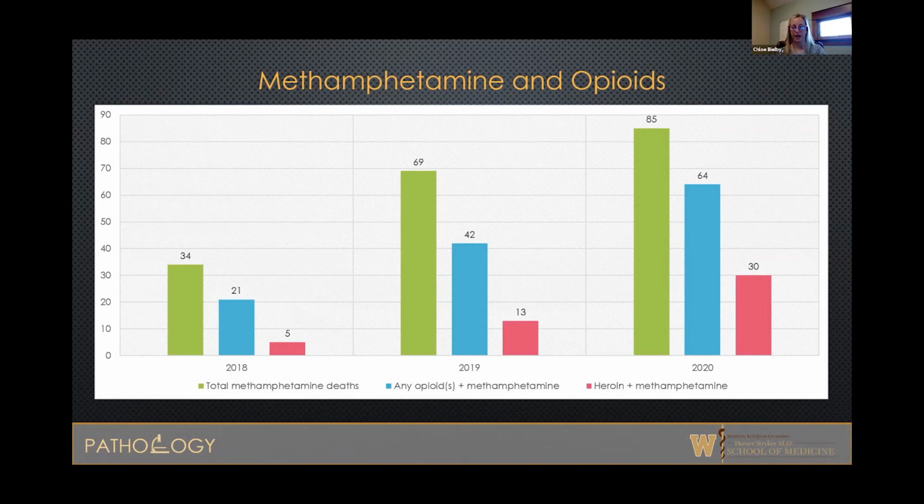And then I wanted to stratify out heroin, and we can see that a smaller percentage of people had methamphetamine and heroin. I think that makeup between the blue and the pink is fentanyl. So for example, in 2018, 16 people may have had methamphetamine and fentanyl instead of the heroin in their system. So I'm not sure if there's an increasing trend or if the opioids are just continuing to get stronger. Something to be studied for sure.